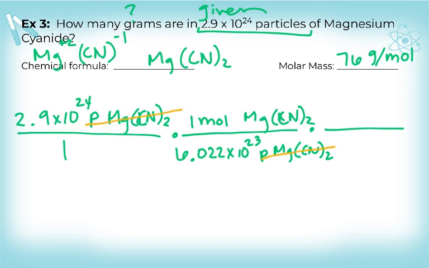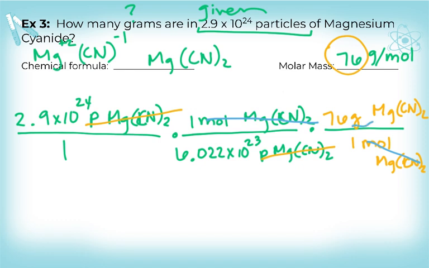Particles cancel. Now we need to get rid of those moles, so we can get rid of moles by putting moles on the bottom. And 1 mole is equal to that molar mass, so we're going to use that 76 grams on the top, which is that molar mass we found. My mole units cancel. I'm going to be left with grams, so now I can go ahead and do my math.